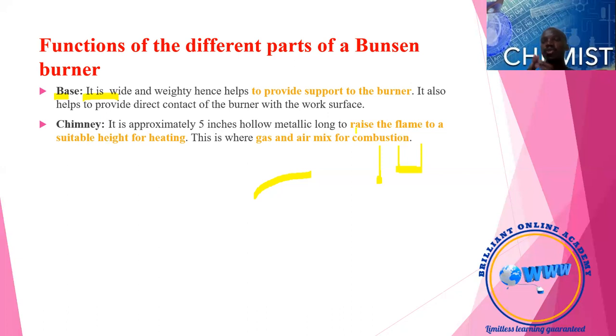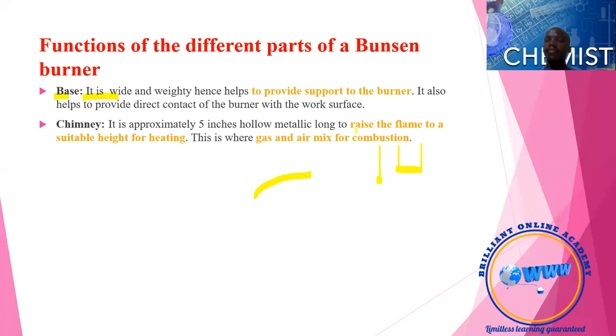Another function that I want you to take note of: in the chimney is where the flame is being produced. So the gas from the jet mixes with the air from the air hole at the chimney to produce the flame. So that is where the combustion takes place. I want you to get that point clear. We have the gas inlet. The gas inlet drives the gas from the cylinder to the chimney via what we call the gas jet, or the jet. So this gas will also mix with the air from the air hole.